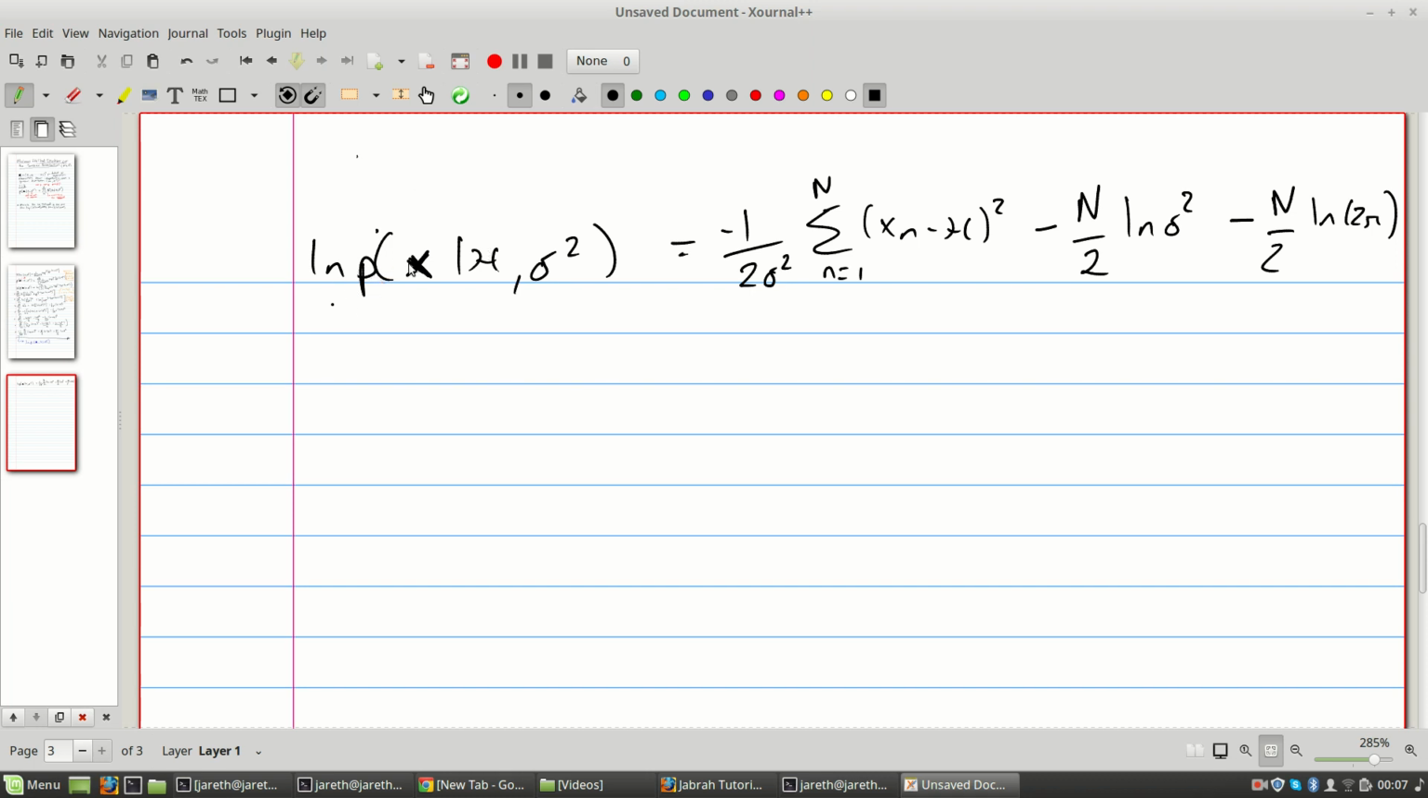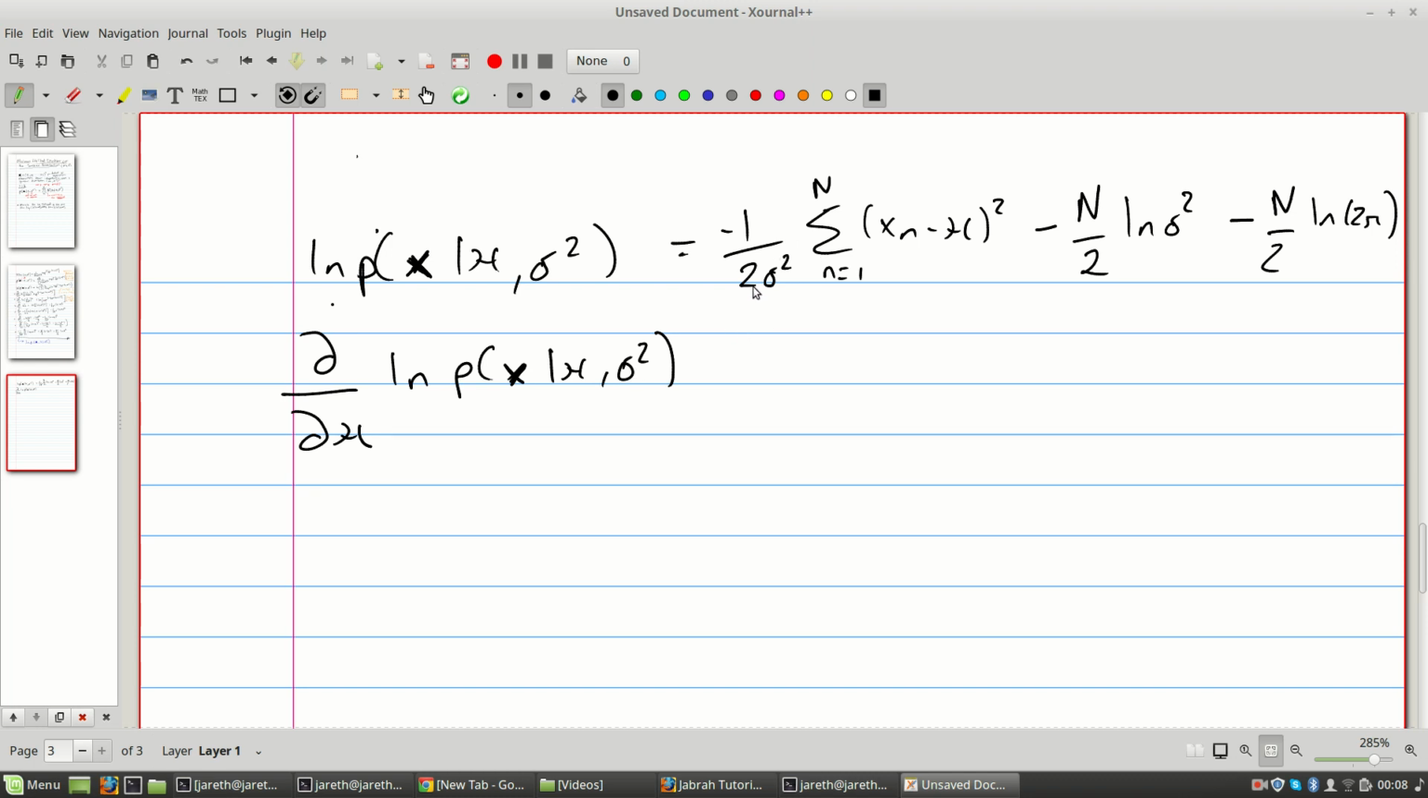So to be able to find the maximum likelihood in this case, what we're actually doing, how do you find the maximum of a function with respect to some variable? You differentiate and you make that differentiation equal to 0, in a manner of speaking. So we take the derivative with respect to mu of ln p of x given mu comma sigma squared, right? This is what we do.